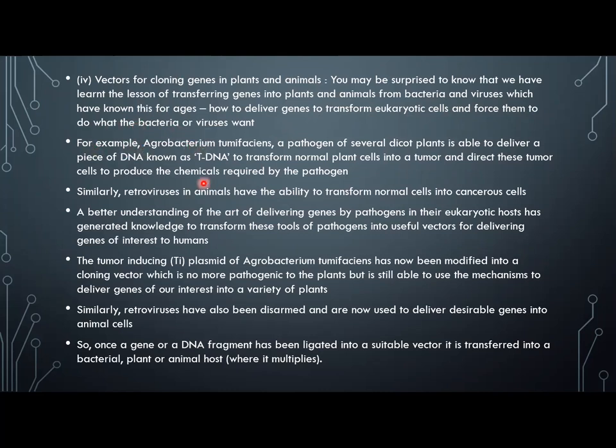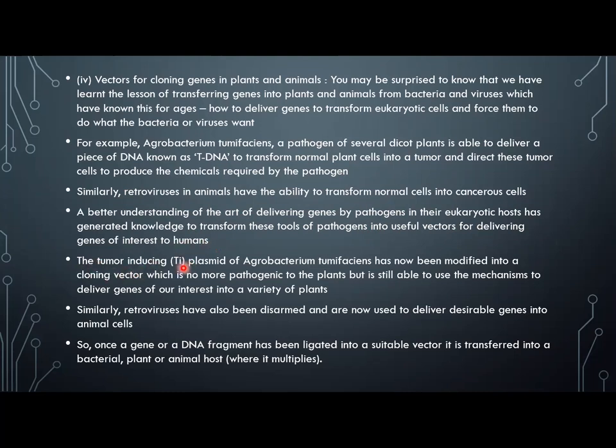For example, Agrobacterium tumefaciens, a pathogen for several dicot plants, is able to deliver a piece of DNA known as T-DNA to transform normal plant cells into a tumor and direct these tumor cells to produce the chemicals required by the pathogen. Similarly, retroviruses in animals have the ability to transform normal cells into cancerous cells. A better understanding of the art of delivering genes by pathogens in their eukaryotic host has generated knowledge to transform these tools of pathogens into useful vectors for delivering genes of interest to humans.